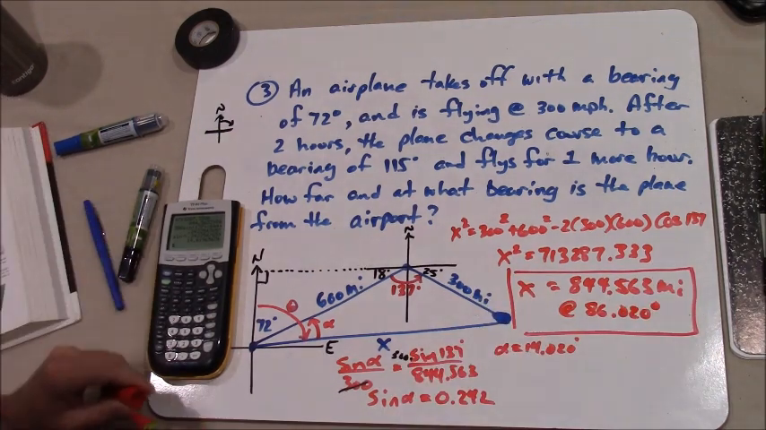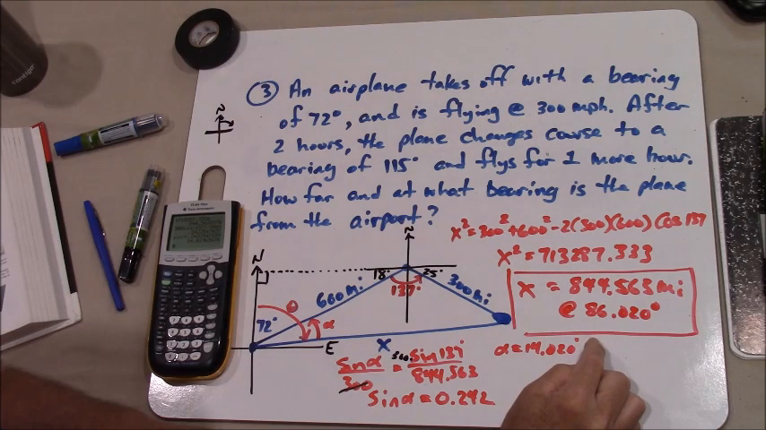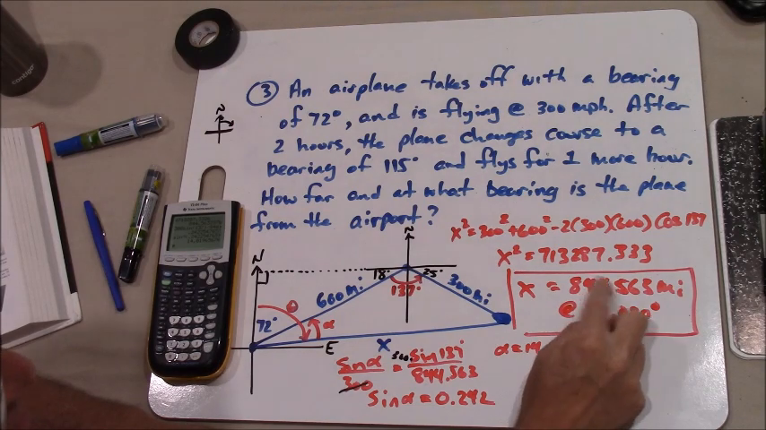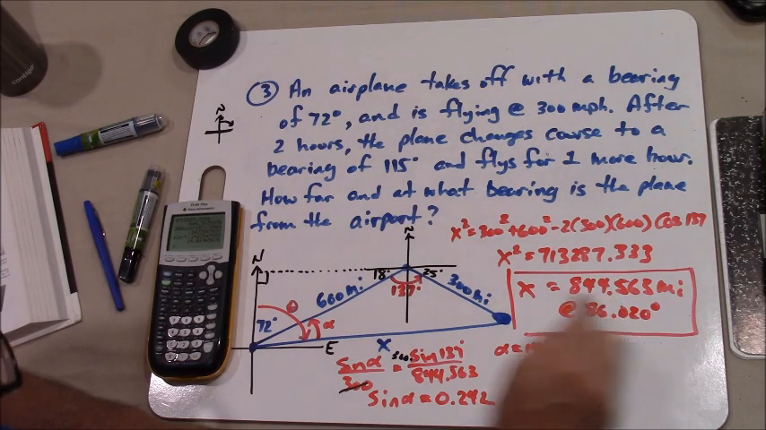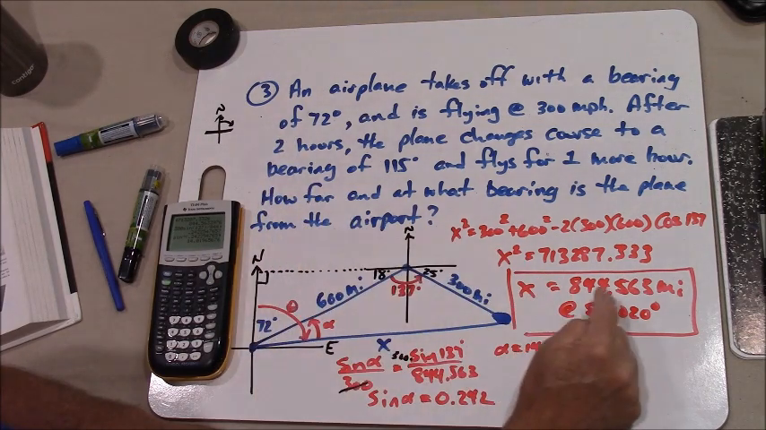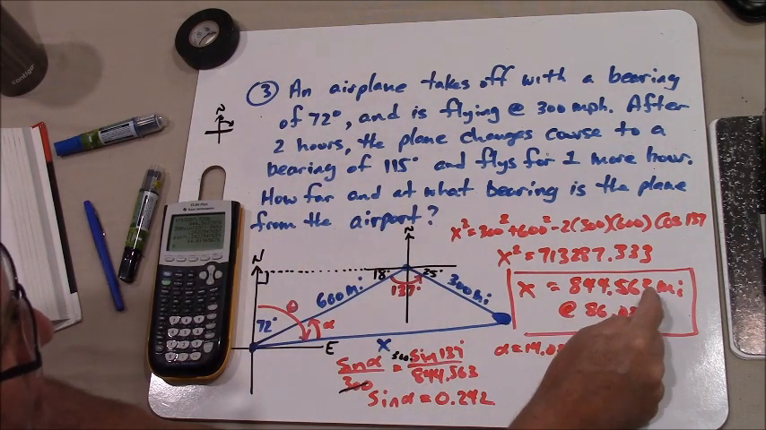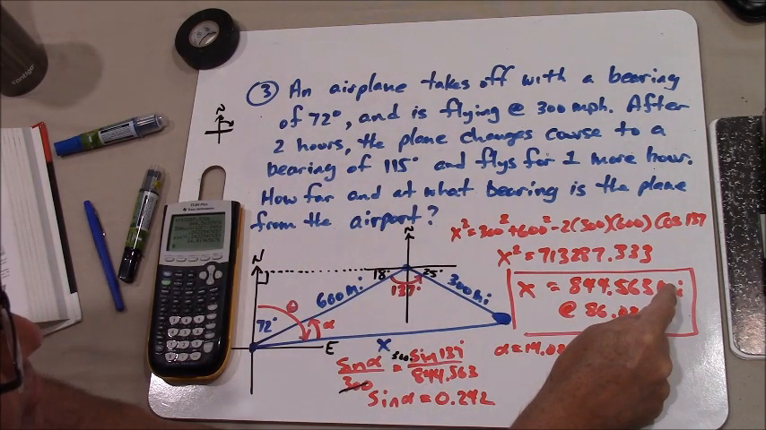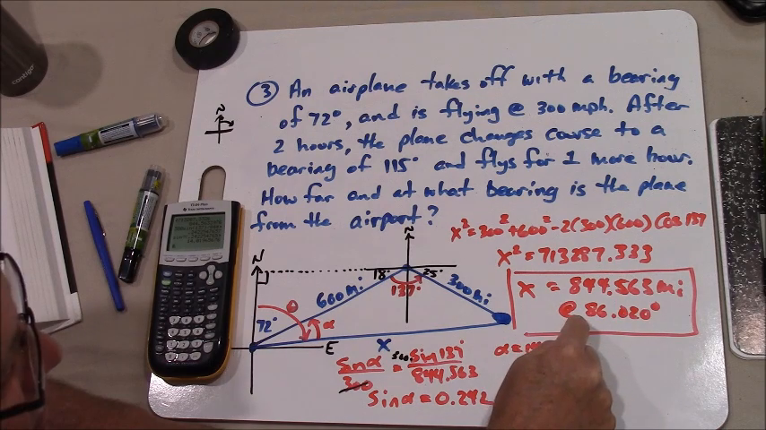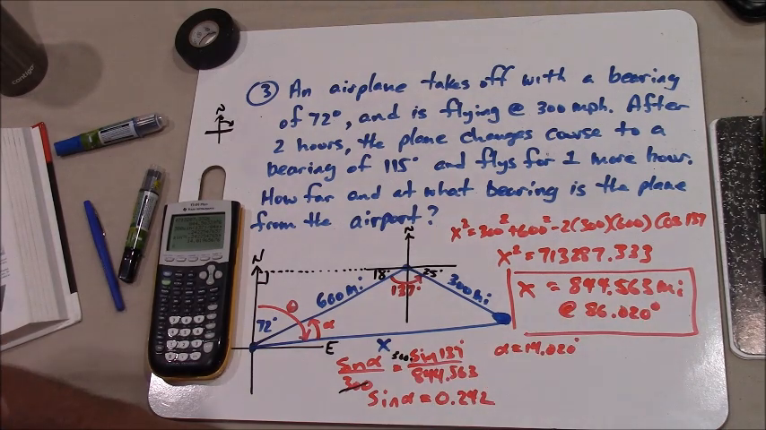There's my answer. And I'm kind of short on space here. What I should do is make sure I make this clear at the end. The plane is 844.563 miles from the airport at a bearing of 86.020 degrees. Okay, always want to make that answer nice and clear.